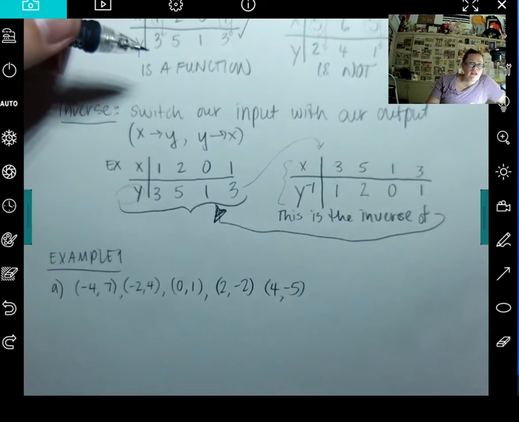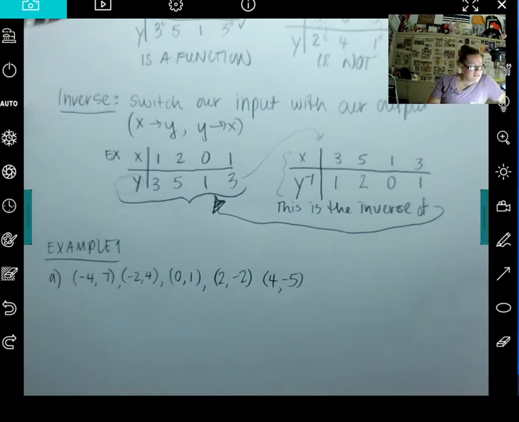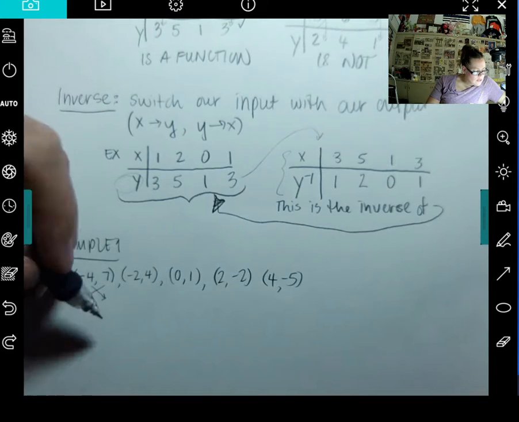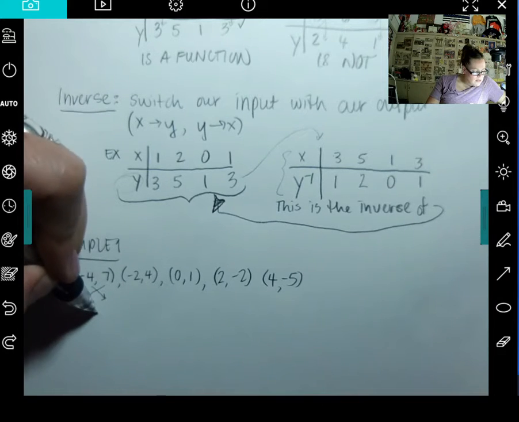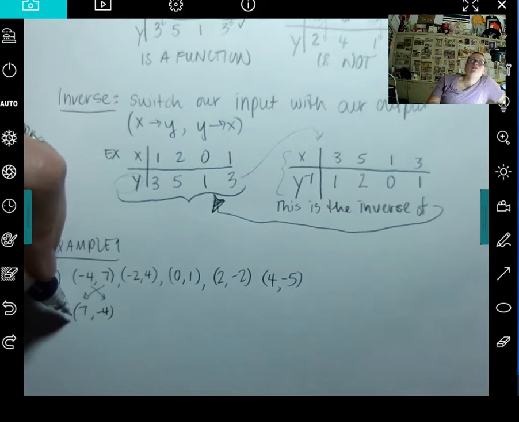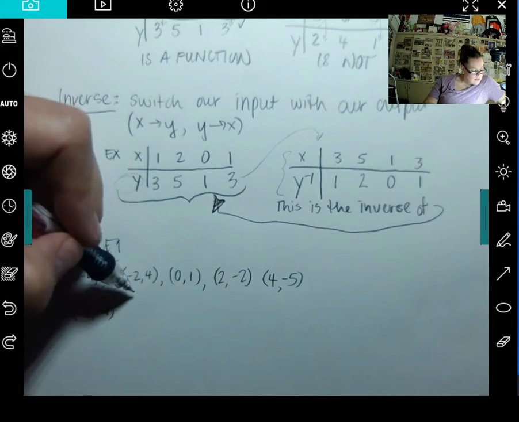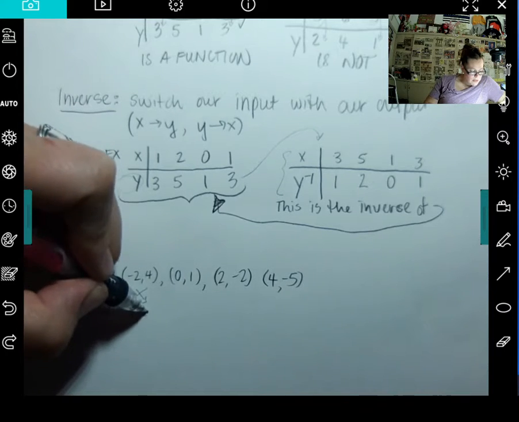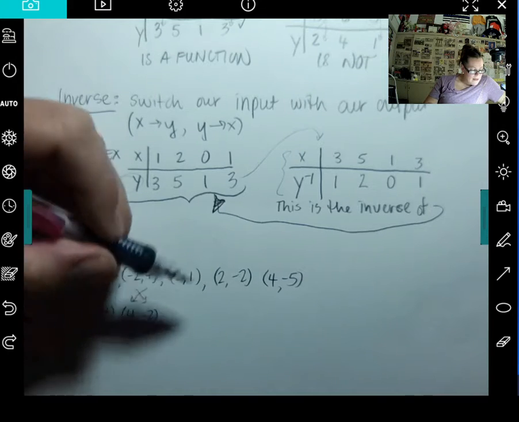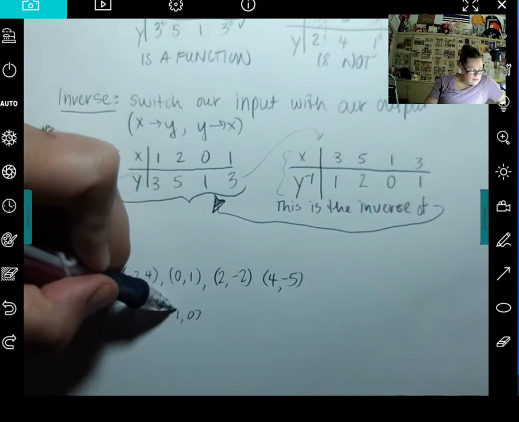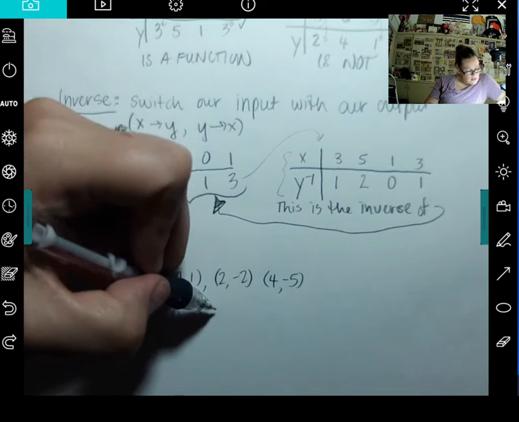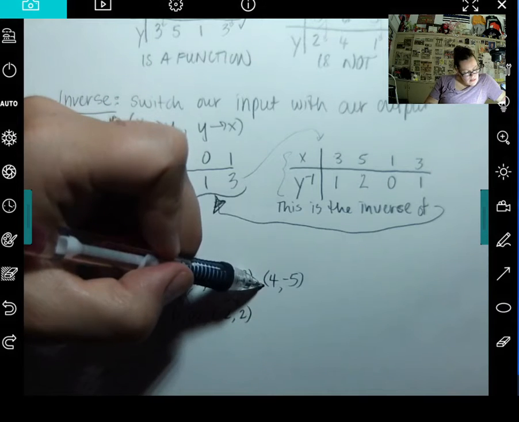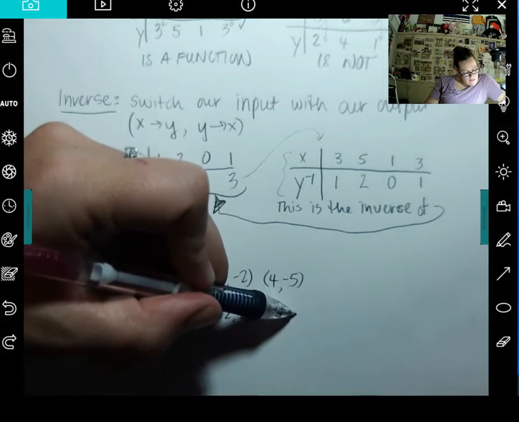If you were to write the inverse function of this given set, all you do is you switch the x and the y values. So our answer would be 7, -4. That first point, the inverse of it would be 7, -4. Then you just switch all the points in all of these. The next point would be 4, -2. And then 1, 0. So we're just switching. -2, 2. And then our last point would be -5, 4.